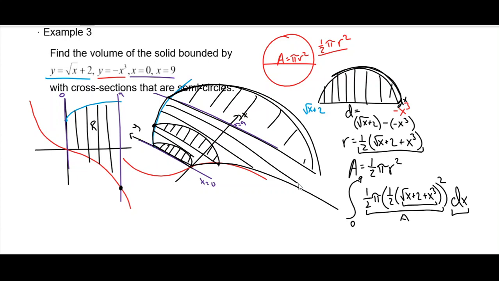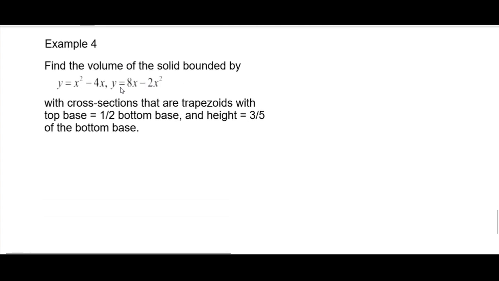Okay? I'm going to do one more problem today. And this one's going to be a little bit more complicated. Let's take a look here. Find the volume of a solid bounded by y equals x squared minus 4x and y equals 8x minus 2x squared with cross sections that are your guys' favorite trapezoids, with the top base equaling 1/2 the bottom base and the height equaling 3/5 of the bottom base. Not only is it your favorite shape, but we also have ratios with fractions involved now.